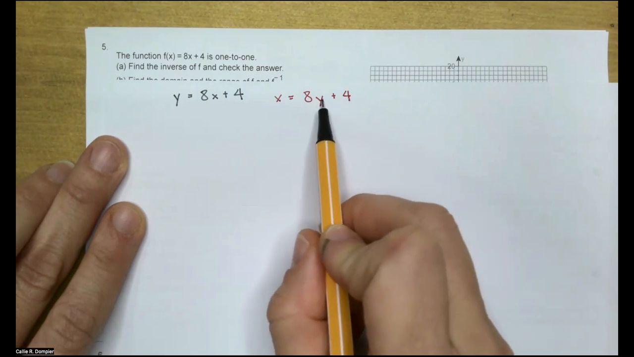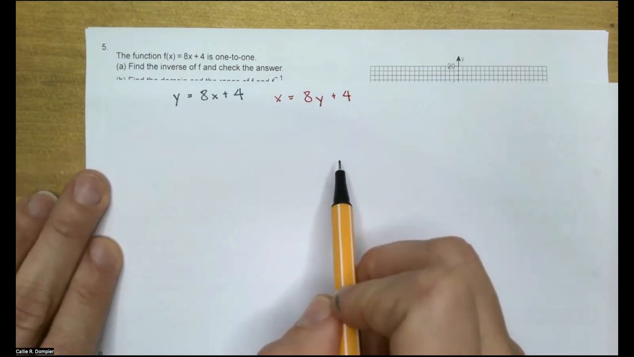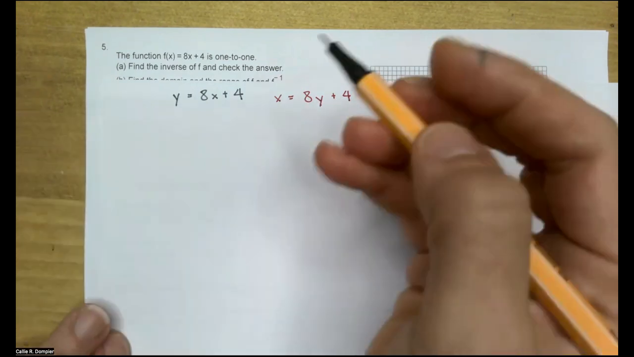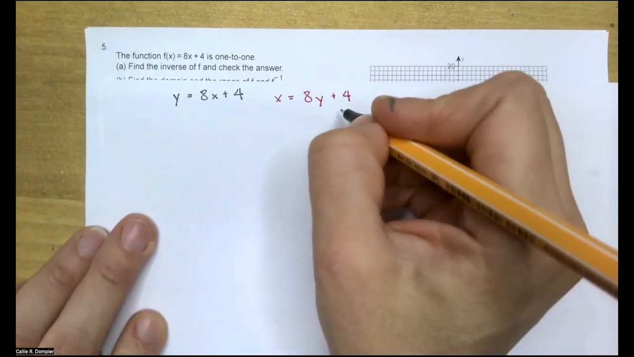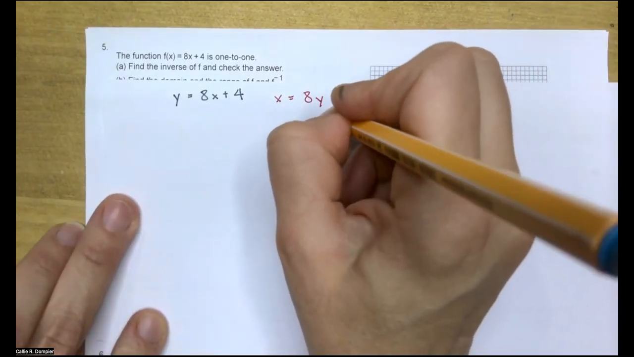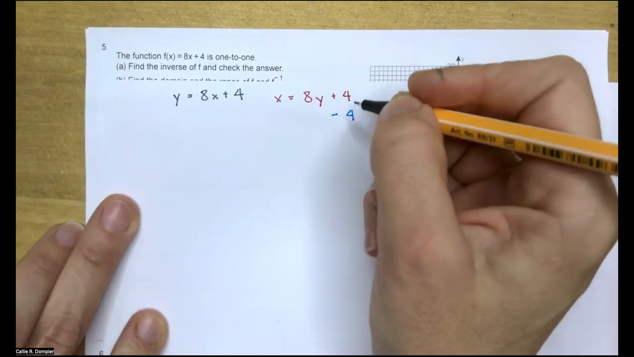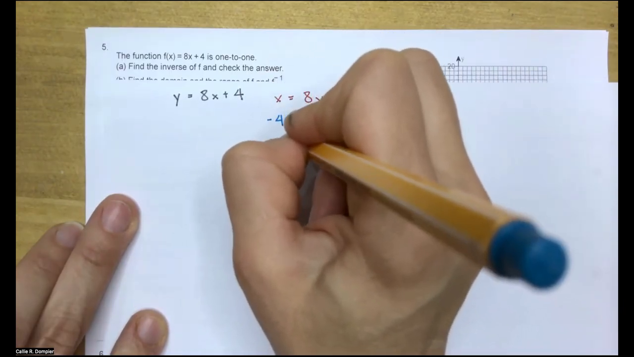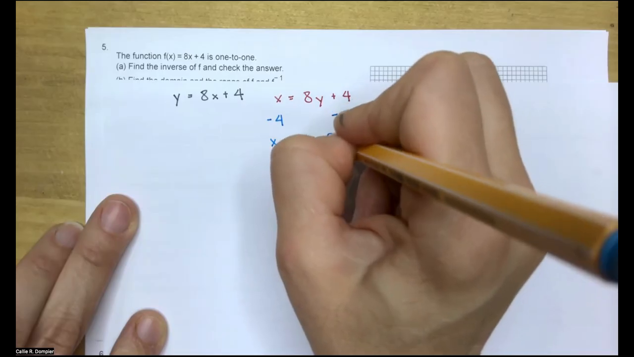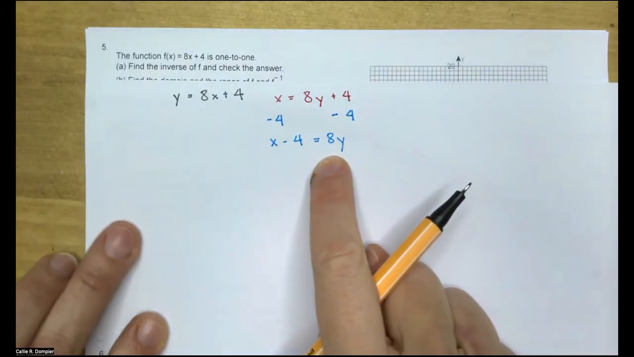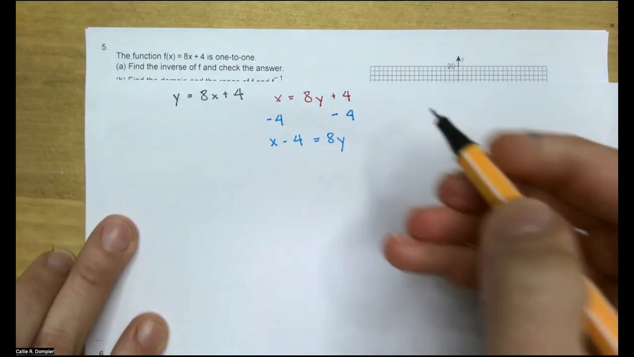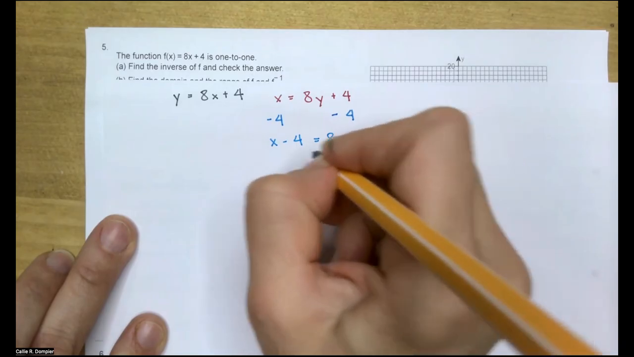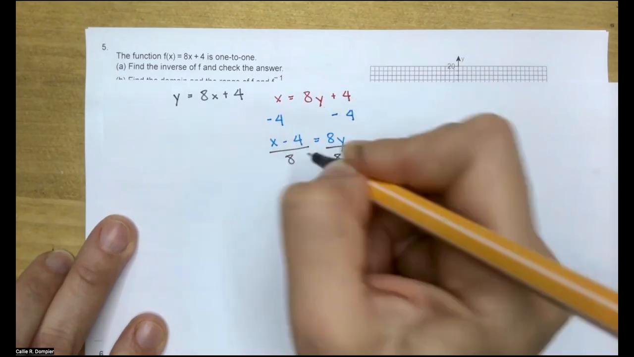Just like this is already solved for y, we're going to solve this one for y. Okay? So right now y is being multiplied by 8 and 4 is being added. So what would we do? We would do the opposite, starting with the furthest away. So we're adding 4, we're going to subtract 4. Anything I do to this side of the equal sign, I need to do to this side. So that's now x minus 4 equals 8y. I still need to get y alone. Y is being multiplied by 8, so I'm going to divide it by 8. Anything I do to this side, I should also do to this side.